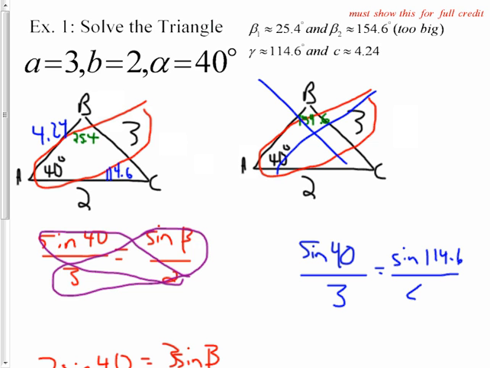I will say that I made a note up here, make sure you show the work that you found a second beta, and that it's too big to fit in the triangle, because there are points allotted on this test for you, or basically wanting you to acknowledge that there is a second angle measure, but it just didn't work.